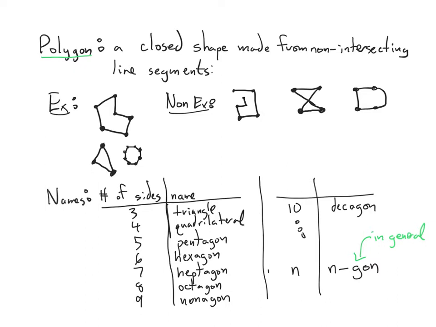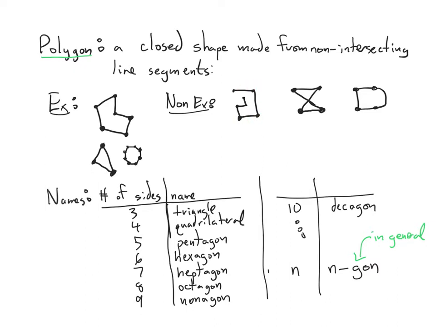Here we have a triangle that has 3 sides, and I drew this one kind of small, but this is an octagon. It has 8 sides, so they're examples of polygons. And some non-examples are these 3. Let me show you why.